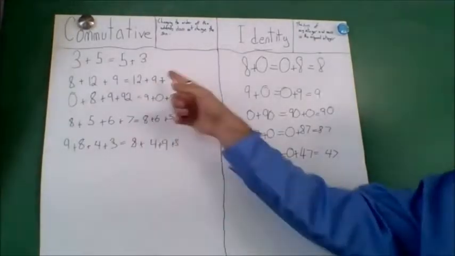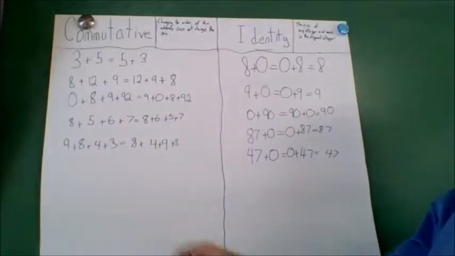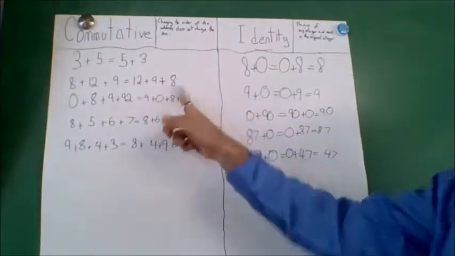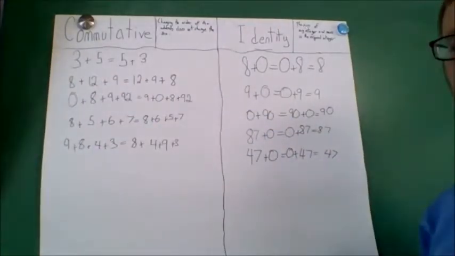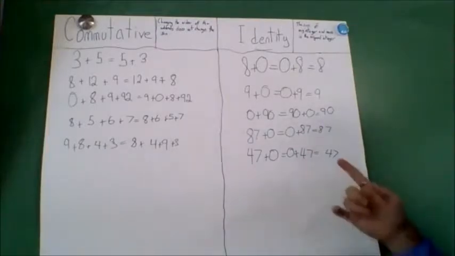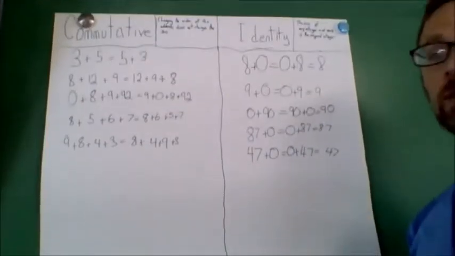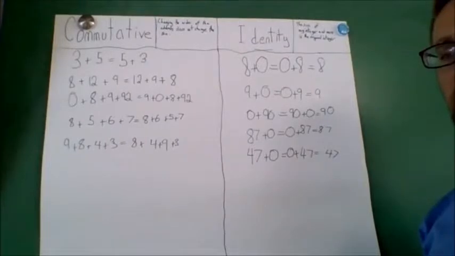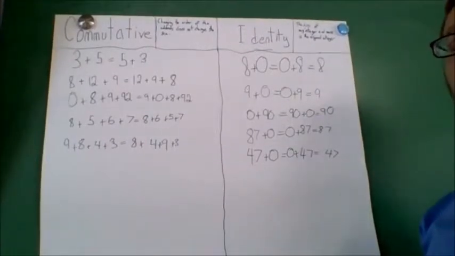So if we go 3 plus 5 equals 5 plus 3, that's right. Doesn't matter what order these are in, you're still going to get the same answer. And they've got a bunch of different examples to show you. Identity is basically take a number plus 0. That's the additive identity. So that's 2.1. You've got to remember the names of those and what they do.